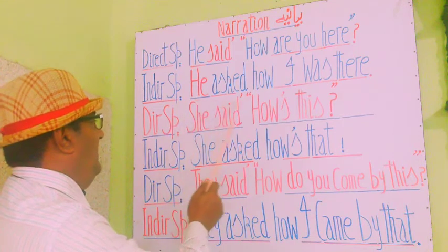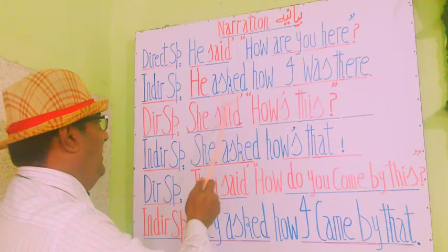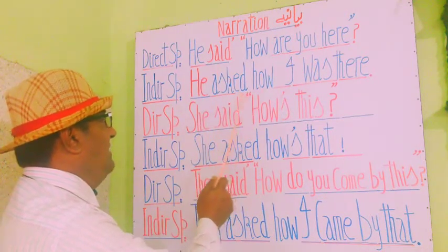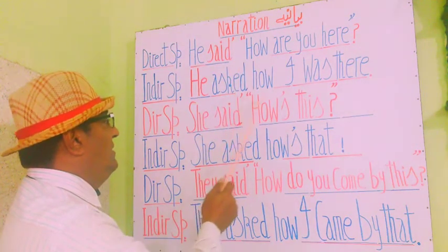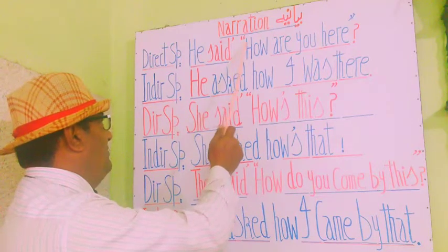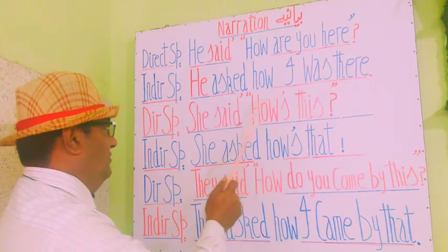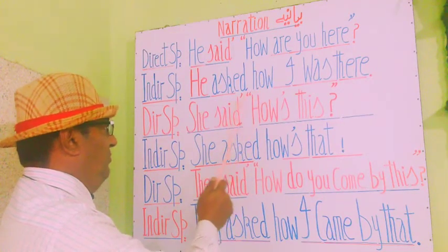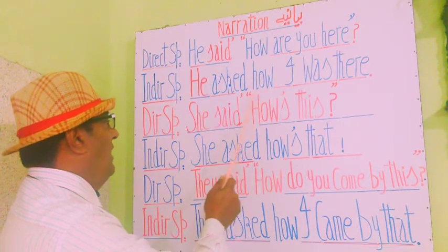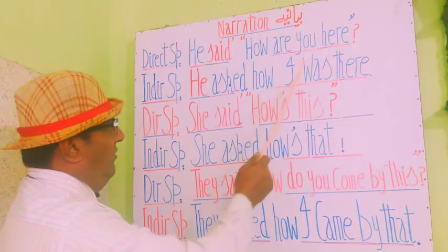You see, he asked. We have written here asked instead of said to beautify the phrase. When we remove the commas by rules, we will put how as it is. It's obligatory that we write down the wh-words as they are. So we write here, he asked how.